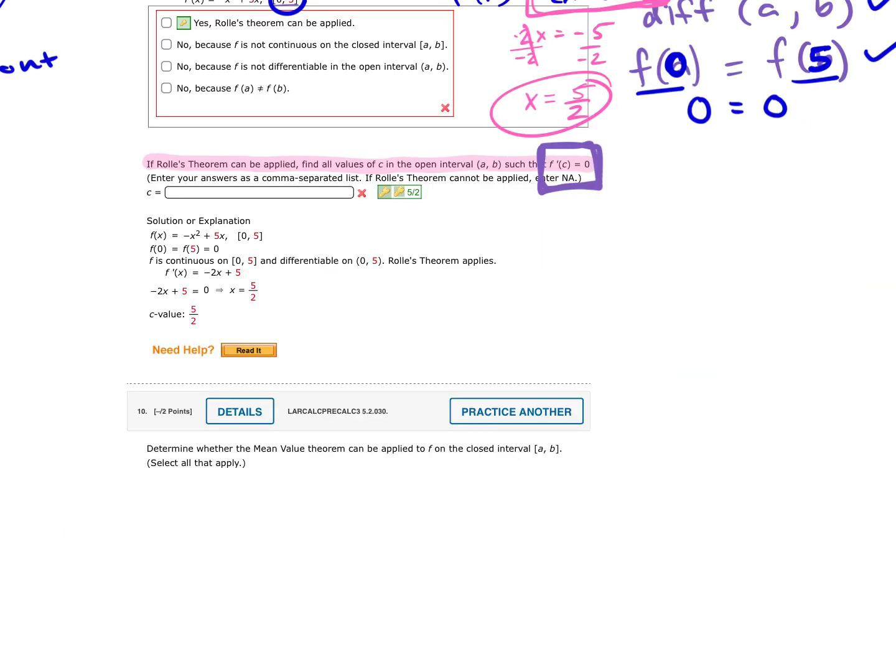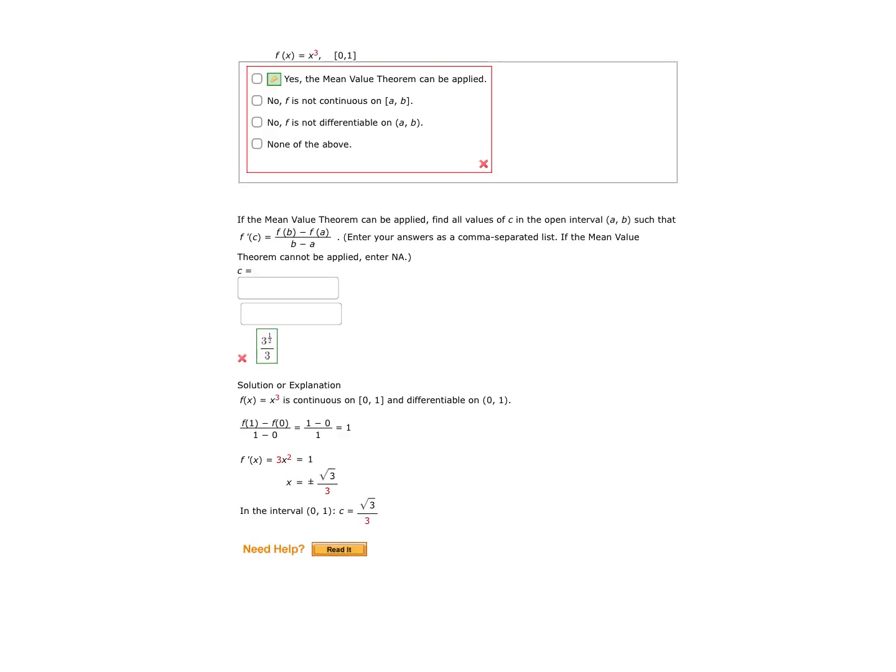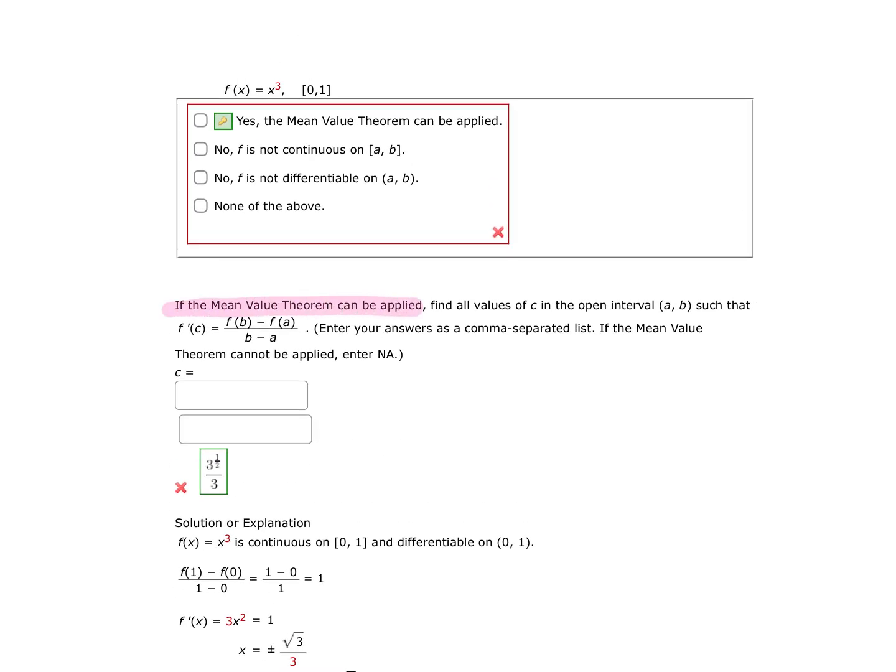So we'll do number 10. It says determine whether the mean value theorem can be applied to f on the closed interval from a to b. It'll give you all of these directions. It'll say if the mean value theorem can be applied, find all the values of c on the open interval such that f prime of c is equal to our slope. It'll give you the formula for the mean value theorem. The directions will be exactly like this on the test.